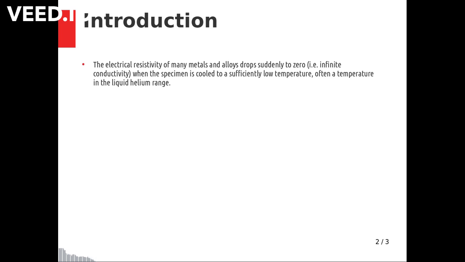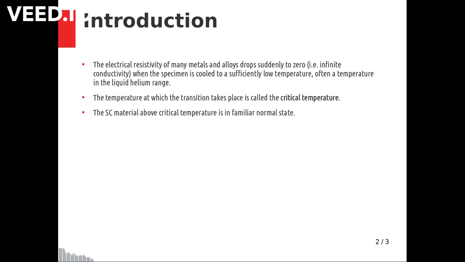So basically, when it is cooled to a particular temperature, conductivity becomes infinite, or the resistivity of that material becomes zero. And the temperature at which the transition takes place is called the critical temperature. And the superconducting material above this critical temperature is in normal state, and below this temperature it is in superconducting state.